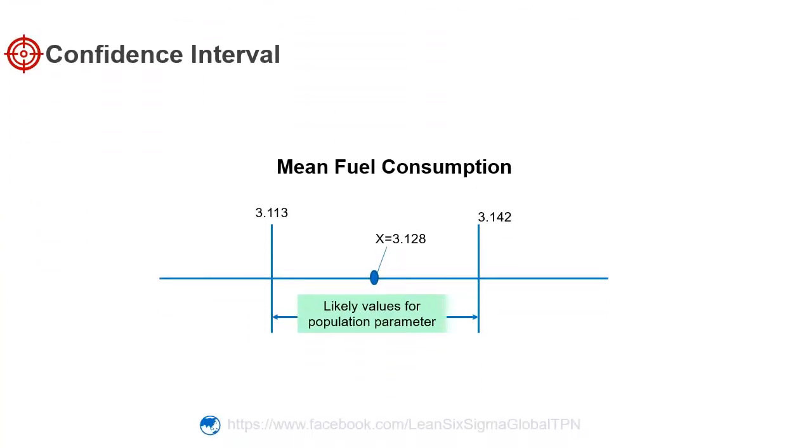To illustrate, we'll return to the power solvent example. The R&D team wants to know the average fuel consumption for the population of cars which use their power solvent for 1 month. The sample mean is 3.128 and the confidence interval for mu is 3.113 to 3.142. So the true population mean is likely to be somewhere between 3.113 and 3.142.